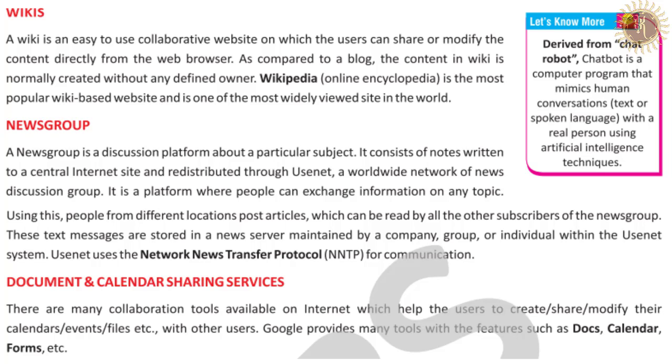Wikis. A wiki is an easy-to-use interactive website on which users can share or modify the content directly from the web browser. Compared to a blog, the content in a wiki is often created with no defined owner. Wikipedia online encyclopedia is the most well-known wiki-based website and is one of the most widely searched websites on the planet.